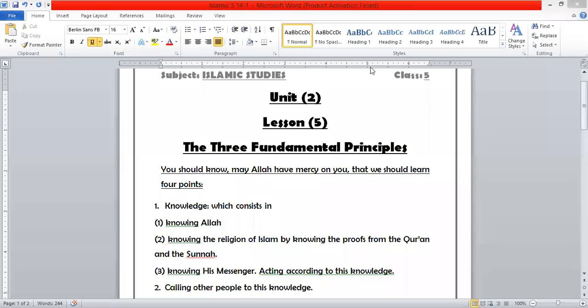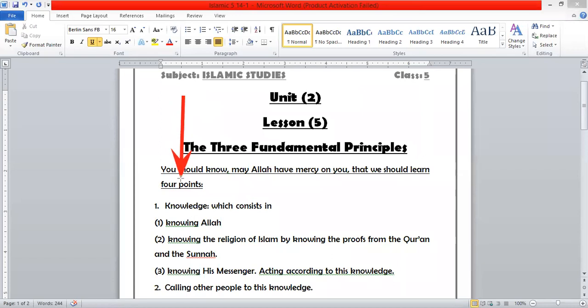So let's start our lesson for the Islamic Studies class 5. It's unit number 2, lesson 5, the three fundamental principles. We are going to discuss the three fundamental principles you should know, may Allah have mercy on you. We should learn four points.